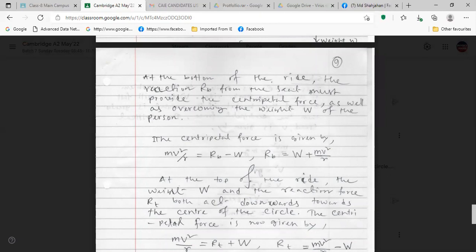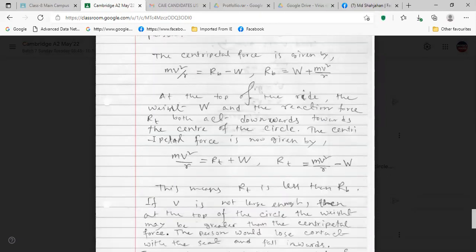At the top of the ride, the weight W and the reaction force RT both act downwards towards the center of the circle. The centripetal force is now given by mv squared by r, which equals RT plus W. So RT equals mv squared by r minus W. This means RT is less than RB.